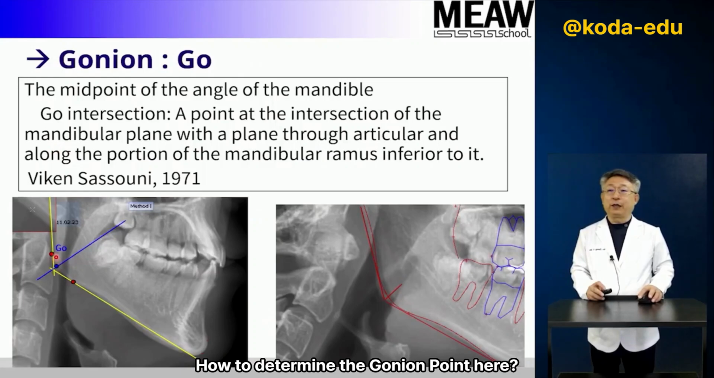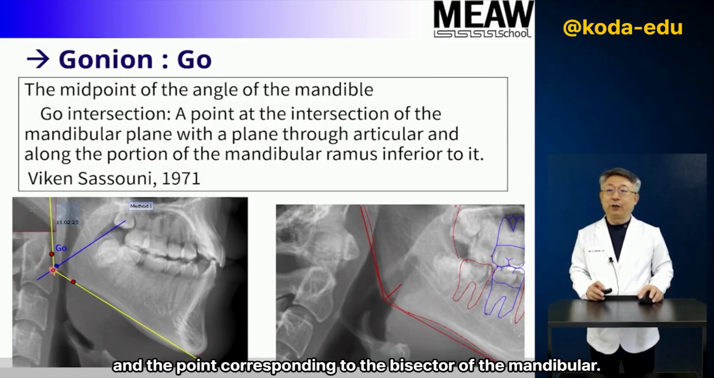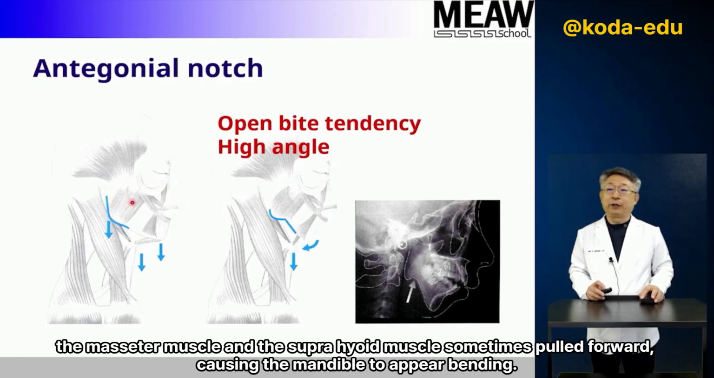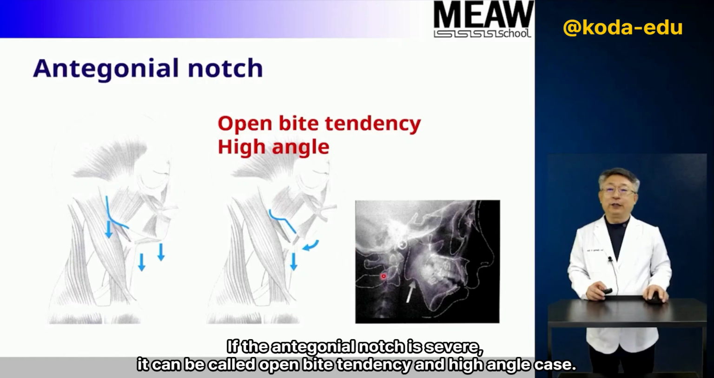How do we determine the gonion point here? The gonion point is the point where the ramus tangent of the mandible meets the tangent of the mandibular lower border, and the point corresponding to the bisector of the mandibular angle. However, in patients with open bite and high angle, the masseter muscle and the suprahyoid muscle sometimes pull forward, causing the mandible to appear bending. This is called antegonial notch. If the antegonial notch is severe, it can be called an open bite tendency and high angle case.